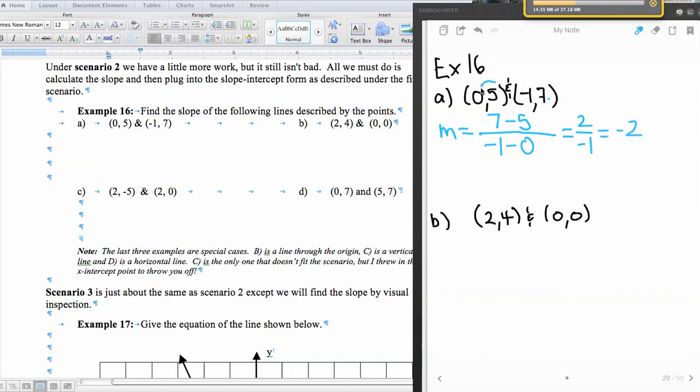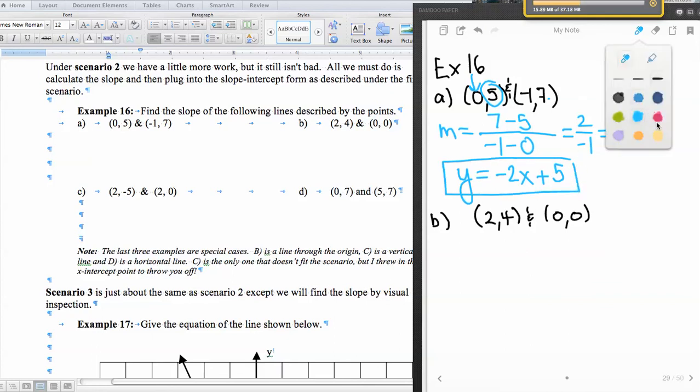Next, we have to recognize that this is my y-intercept because the x is equal to 0. So y is equal to negative 2x, the slope times the x, plus the y-intercept, which is 5. And there's our equation for our line.